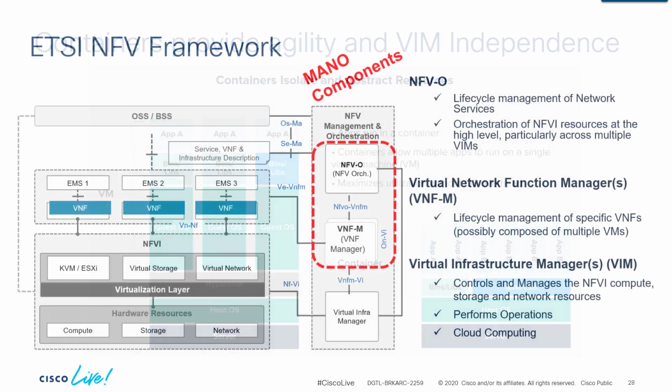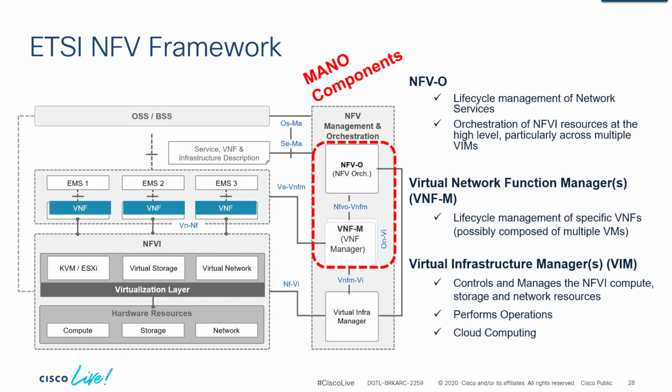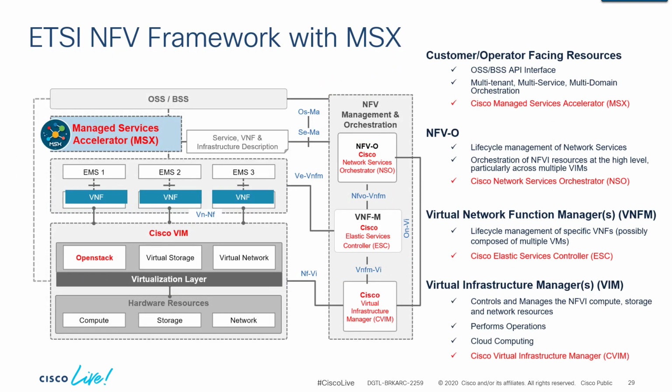And finally, the last component that our service providers are demanding is to make sure that whatever you propose as an orchestration platform or NFV services runs in an ETSI NFV framework. So this is the overall infrastructure that you guys are familiar with. MSX supports that infrastructure, where MSX provides both the customer and operator-facing resources. The NFVO, which helps manage the life cycle of network services, is called NSO, Cisco Network Services Orchestrator. The VNFM, the functions manager to do the lifecycle management of VNFs, is Cisco's Elastic Services Controller, and we run on a bunch of different VIMs.